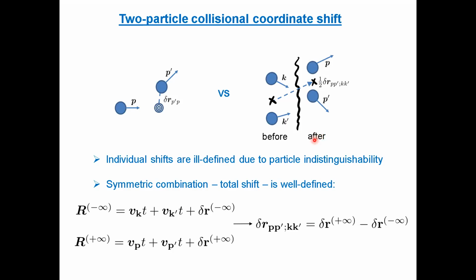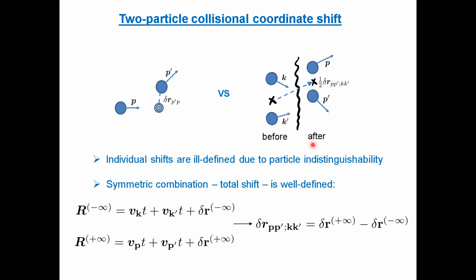So there are two things that come from this argument. Individual shifts of each electron are not defined. You don't know what this particular blue electron did before the collision. However, we can define the symmetric combination of these shifts, the center of mass shift, and this becomes a very well-defined quantity. And this is the quantity I'm going to be talking about in what follows.